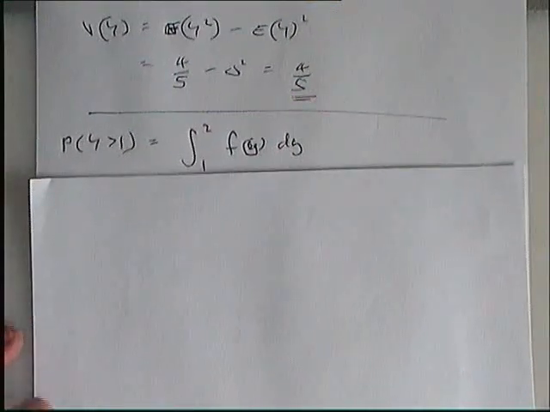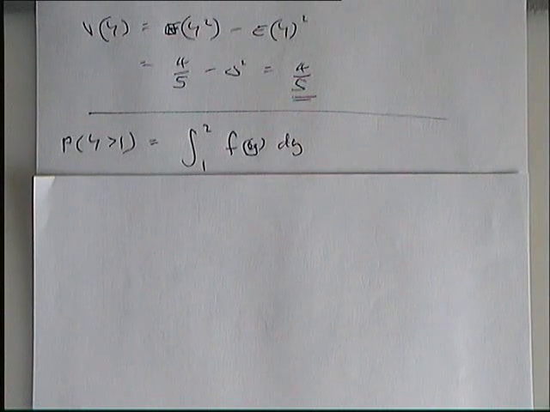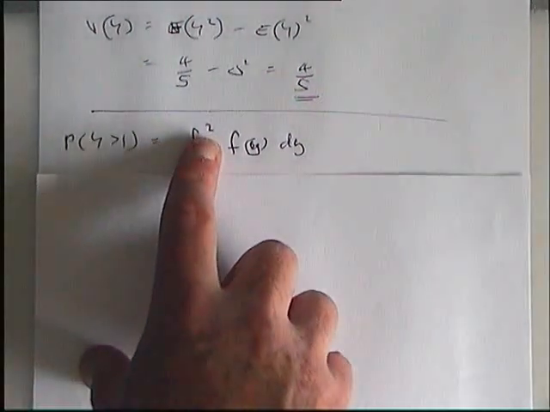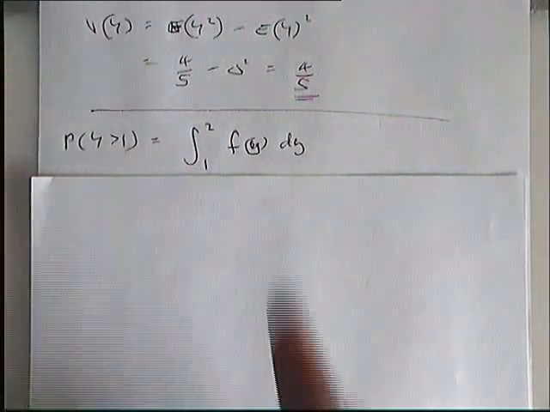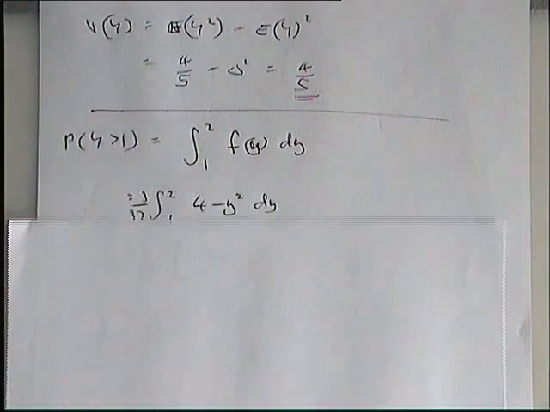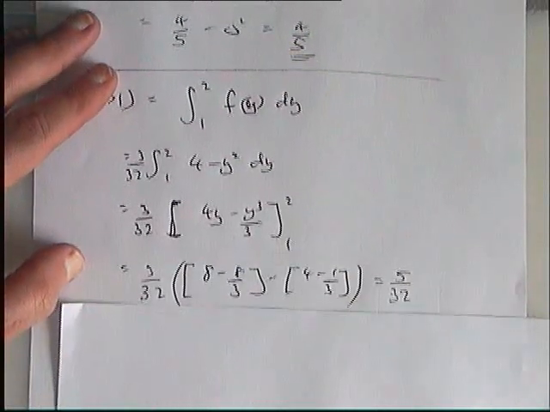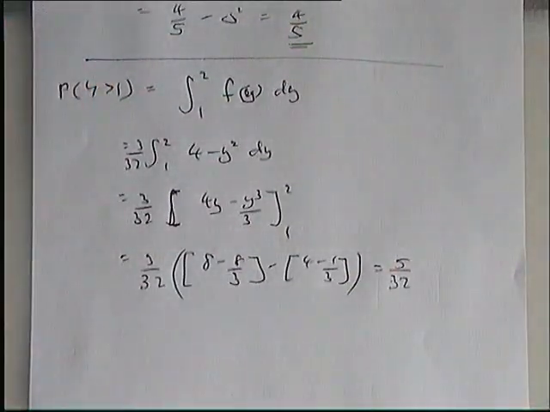Final part of that question, probability y is greater than 1. Well, you're integrating from 1 up to the highest y can be, which in this question was 2, and you're integrating just the function. So that's what we're integrating. Do the integration, stick your numbers in, and you get an answer out.